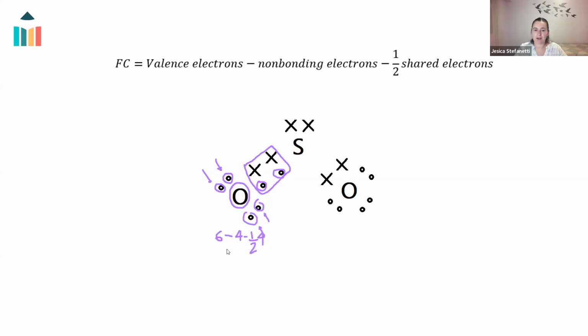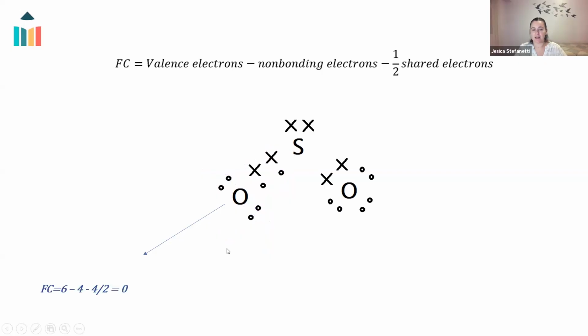As you can see, for that oxygen, that's the calculation we have: 6 minus 4 minus 4 divided by 2. The formal charge for that oxygen on the left-hand side is just 0.